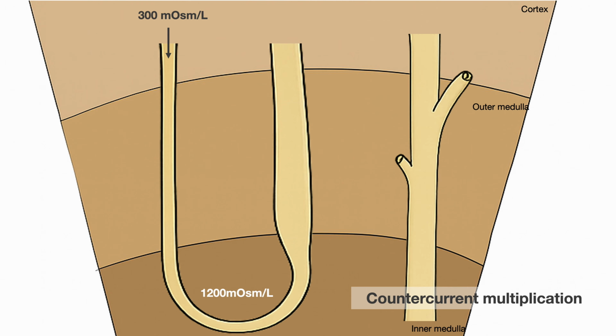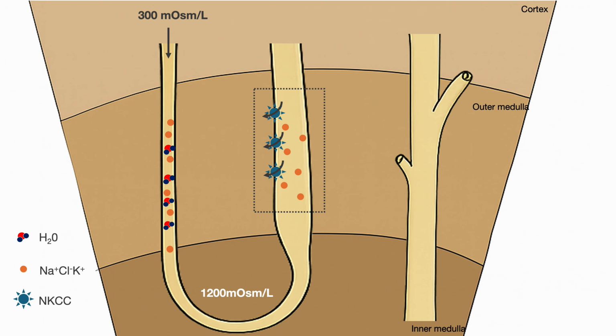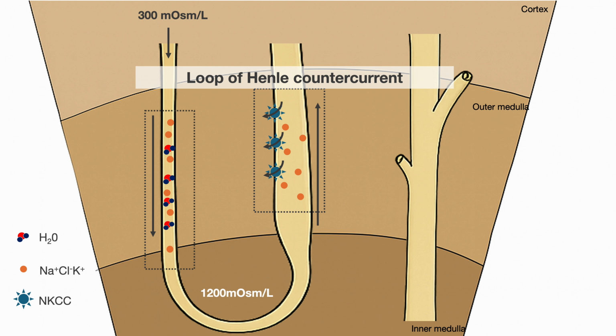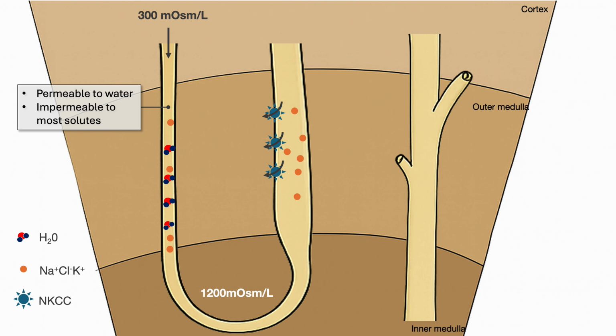In the kidney, it is a coordinated combination of three important processes. 1. A secondary active sodium transport from the thick ascending limb into the interstitium. 2. The countercurrent associated with the loop of Henle. And 3. Specific loop section membrane permeabilities. To understand this, let's go into more detail. First, remember that the thin descending limb is permeable to water and impermeable to most solutes. The thick ascending limb is permeable to solute and impermeable to water.